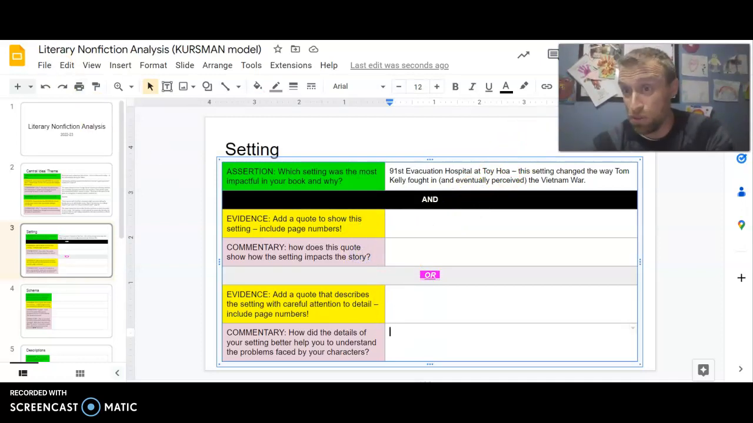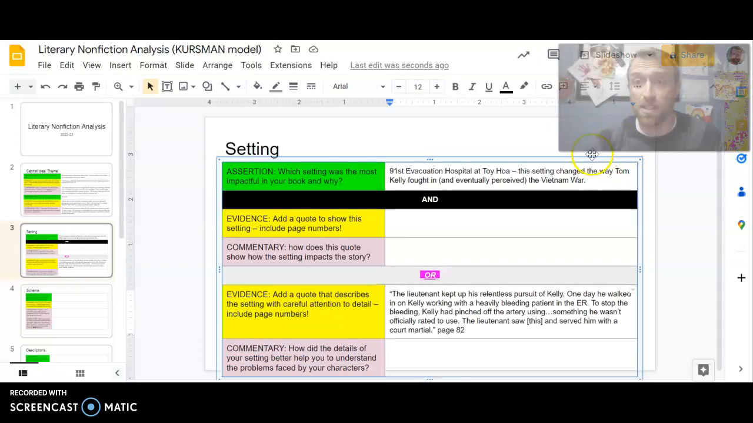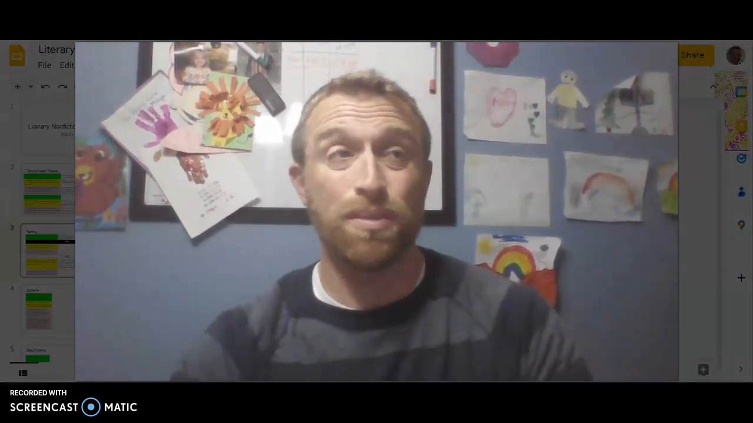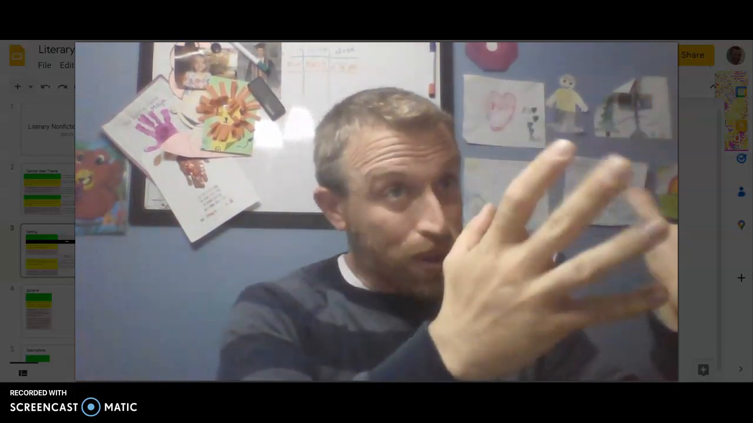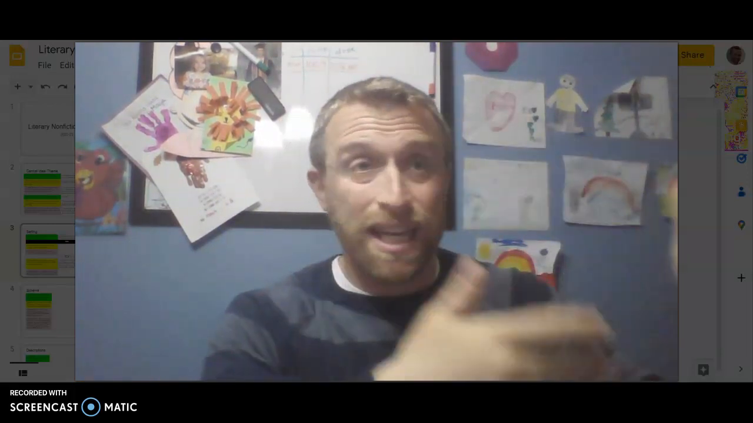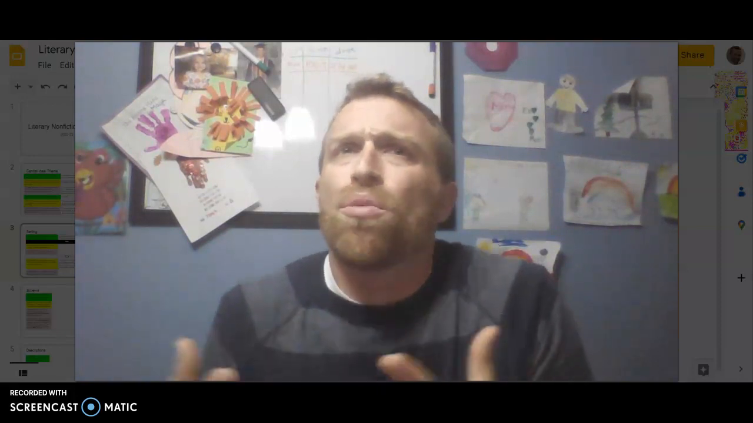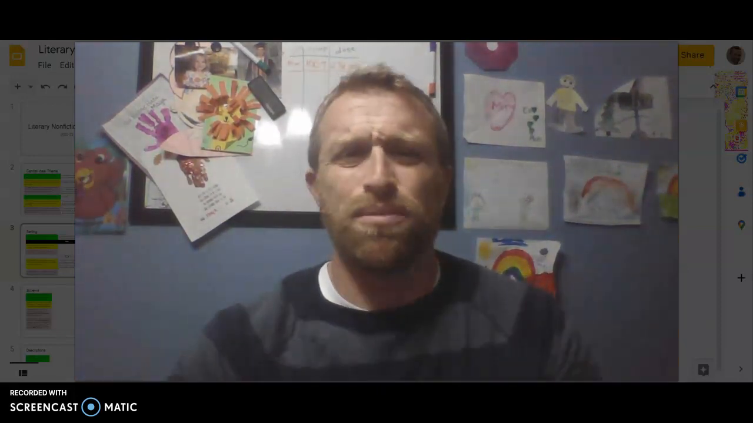So I need a quote. Now, at this point, I have my quote. So now I just need to go down below. And remember, the pink's the most important part. The pink's where you're going to explain how the quote that I found supports what setting I have. So why is this evidence even backing up what I'm trying to say?